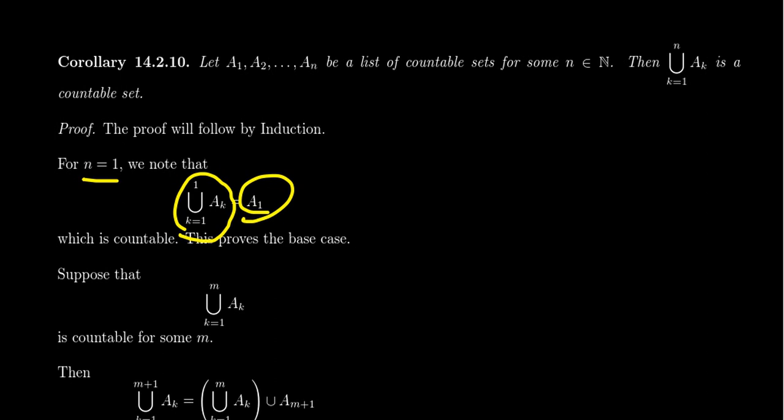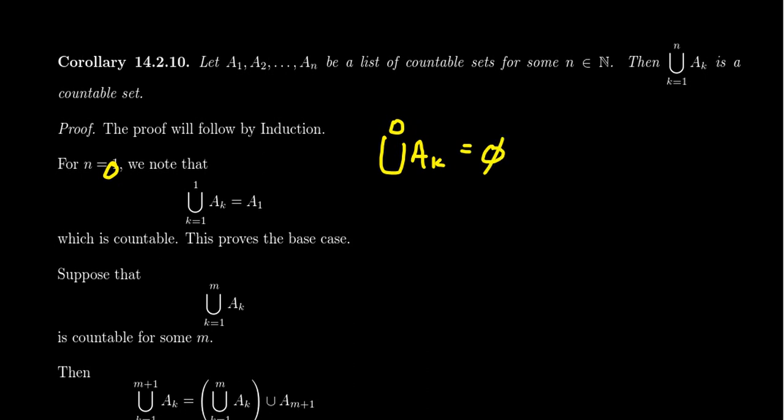Now, I guess technically the base case should start off with 0, because that's the first natural number there. And so in this situation, taking the union where you have nothing inside of it, an empty union is actually the empty set itself. And as such, the empty set is a finite set, it's countable, so that would still work. Some people find this a little disconcerting, but we should be very comfortable with these trivial zero cases.